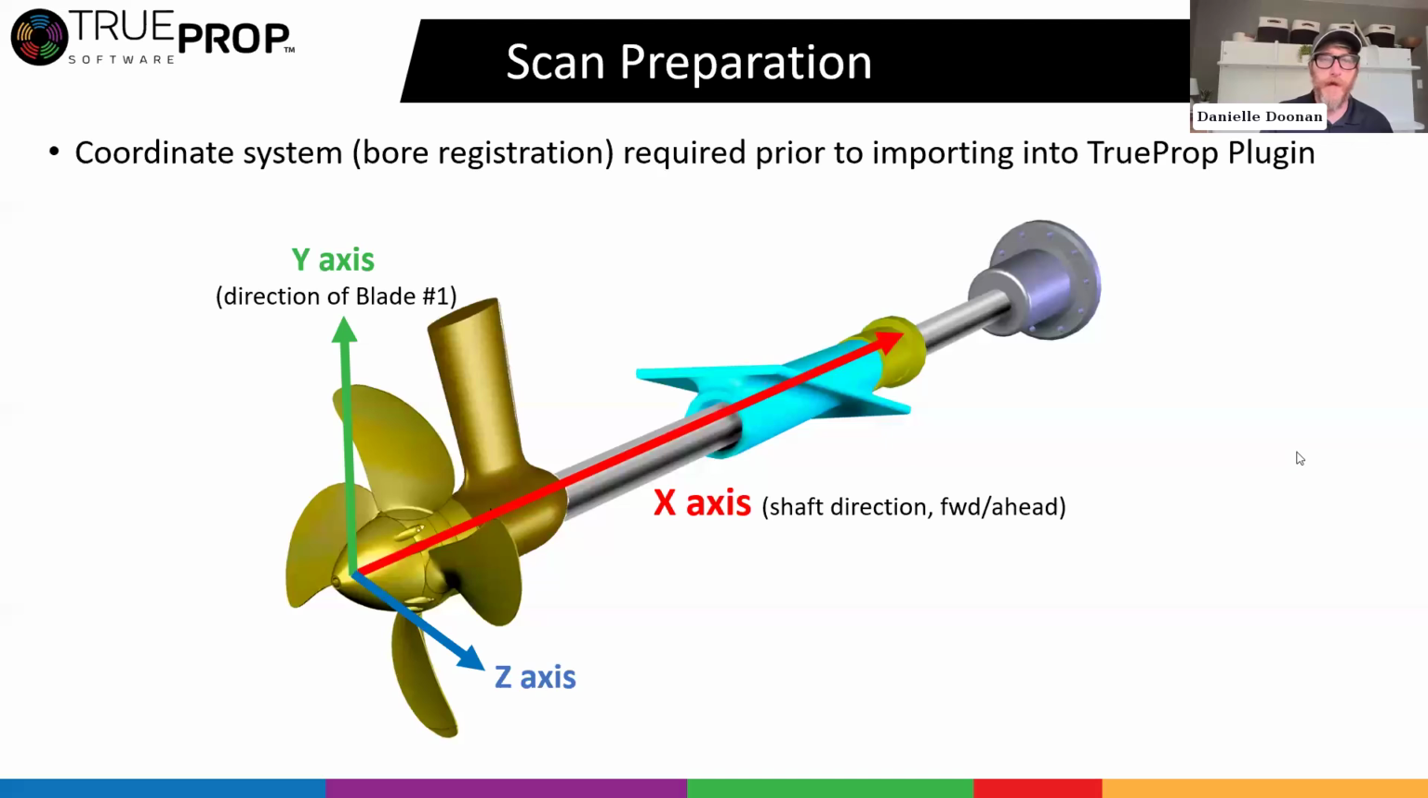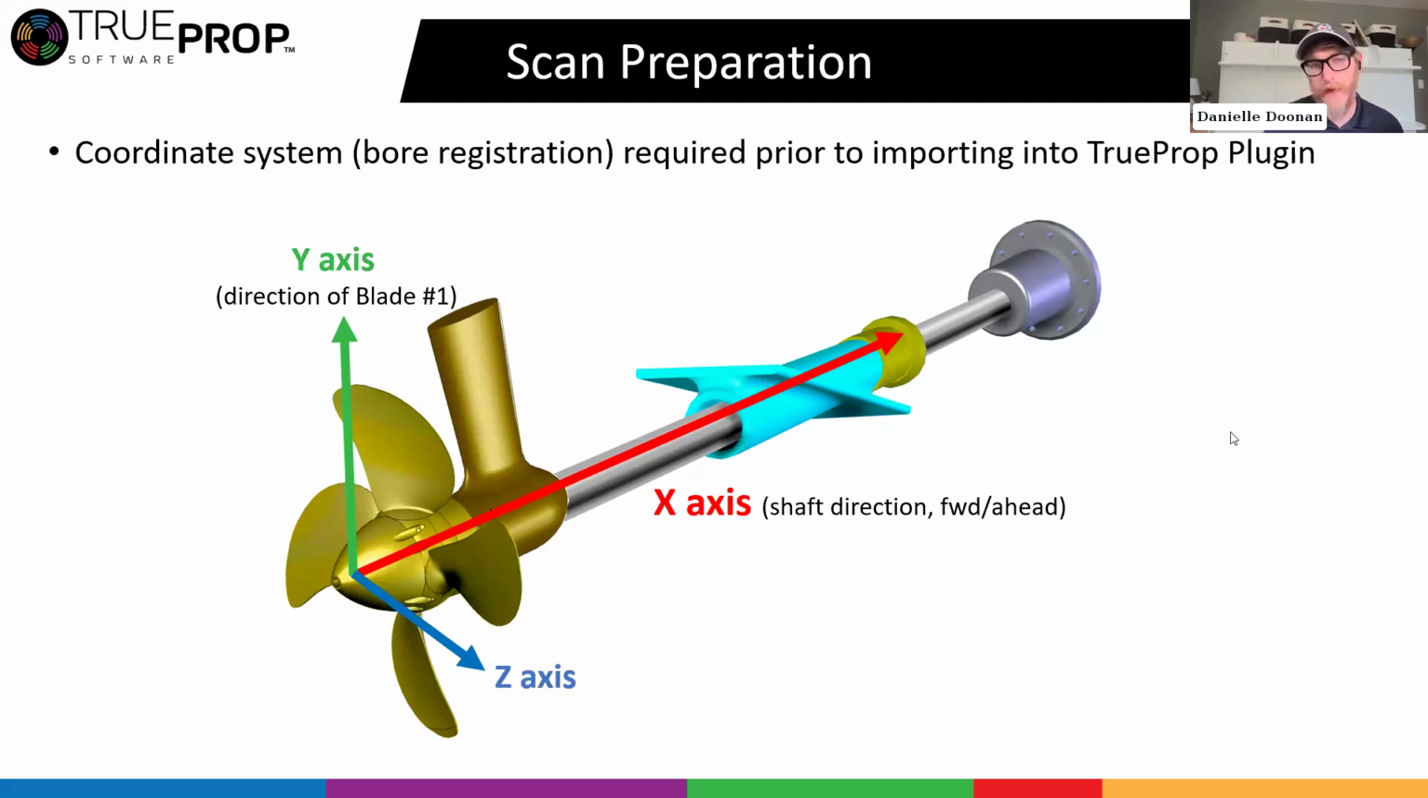So let's talk about what we need to set up for either TrueProp or PropCAD, or generally just making the data useful. We really want to orient our propeller properly along the shaft axis. And if there's any sort of tilt or eccentricity or off axis error, it will actually change the geometry of each blade. So we really want to make sure that we spend some time to get this lined up properly.